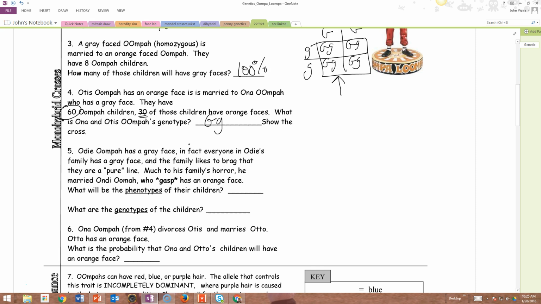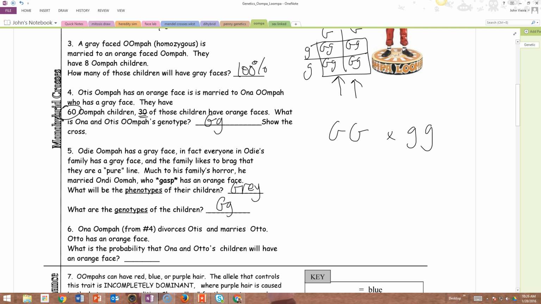So, we go to question 5. Odie Oompa has a gray face. In fact, everyone in Odie's family has a gray face, and the family likes to brag that they are pure line, so obviously they're pure line. Much to his family's horror, he married Ondi Oompa. She has an orange face. If you do that cross, you're going to get, once again, all the phenotypes are going to be gray, and all the genotypes are going to be heterozygous.